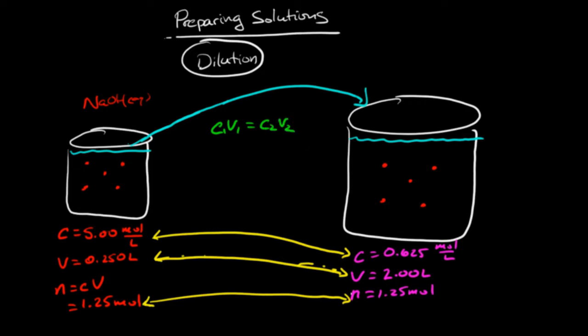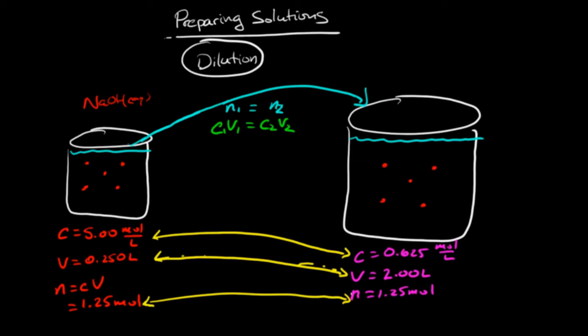And that means the initial concentration times the initial volume is going to be equal to the final concentration times the final volume. And the reason that this works is because the initial concentration times the initial volume is just the initial number of moles, and the final concentration times the final volume is the final number of moles. And like we said at the start, the number of moles is not going to change.